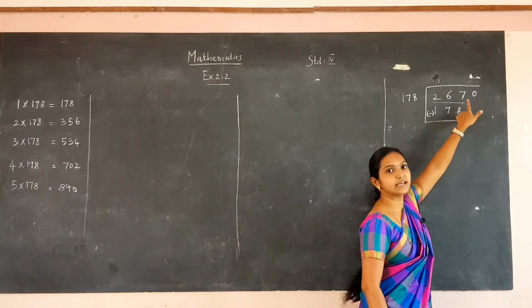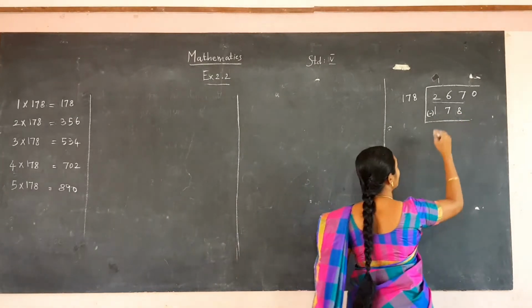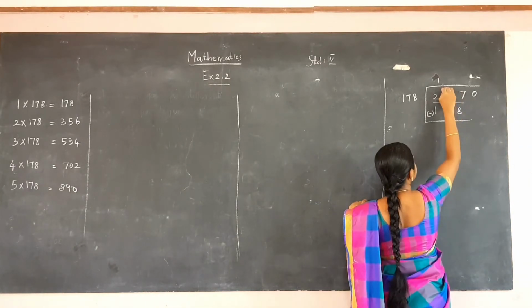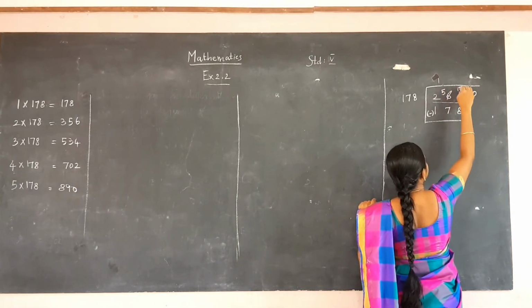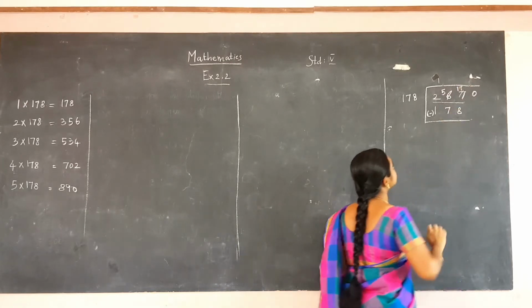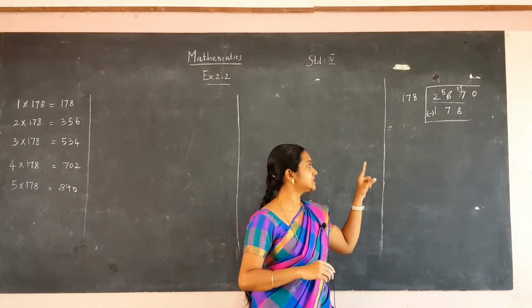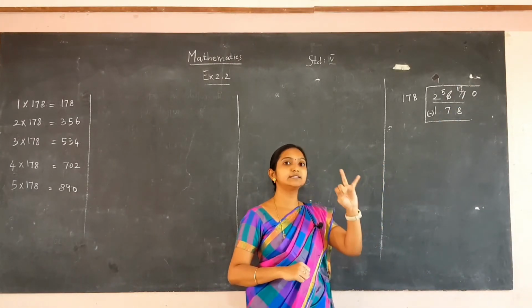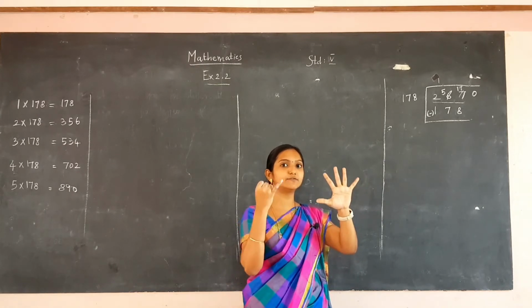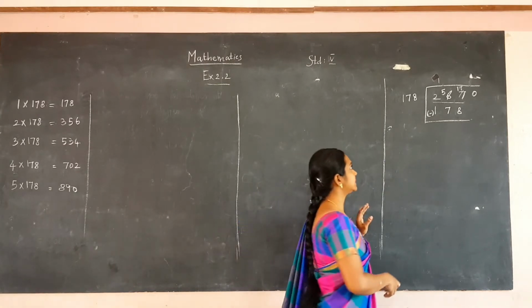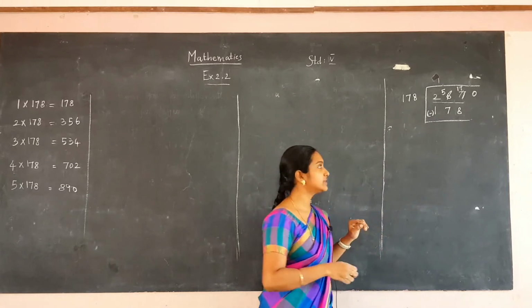8 is greater than 7. So we have to borrow 1 from 6. So 6 will be changed as 5 and 7 will be changed as 17. Now start counting from 8 until you reach 17. That is 9, 10, 11, 12, 13, 14, 15, 16, 17. So the number is 9.